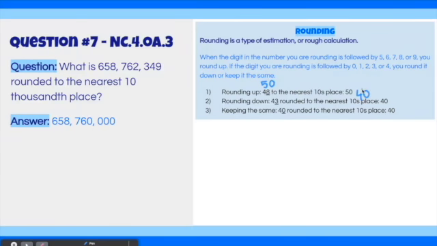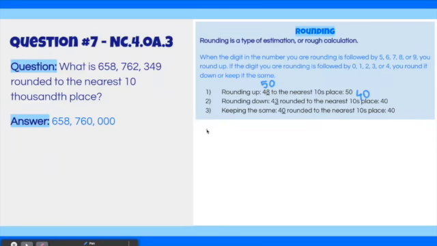It's rounding down because it's less than the number it was earlier. And an example of keeping it the same is number 3. So 40 rounded to the nearest tens place is 40 because the 4 is followed by 0, and it's kept the same because all the digits after the digit in the tens place, which is 4, are left as 0.